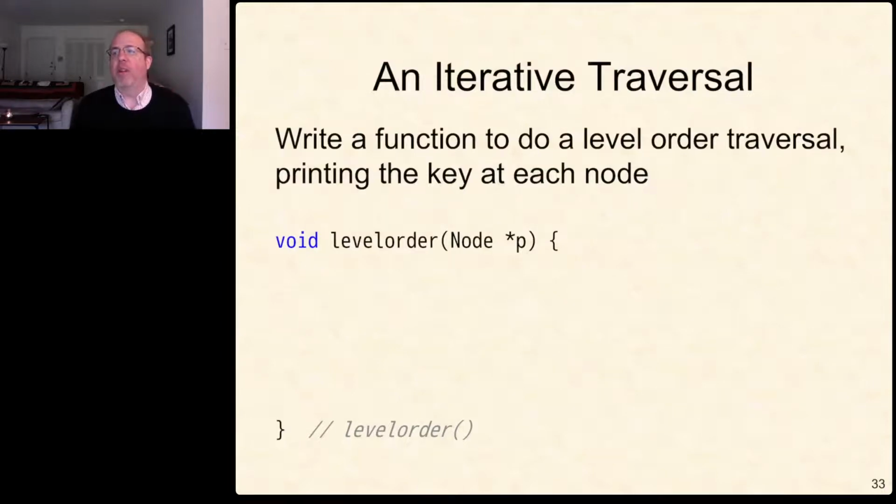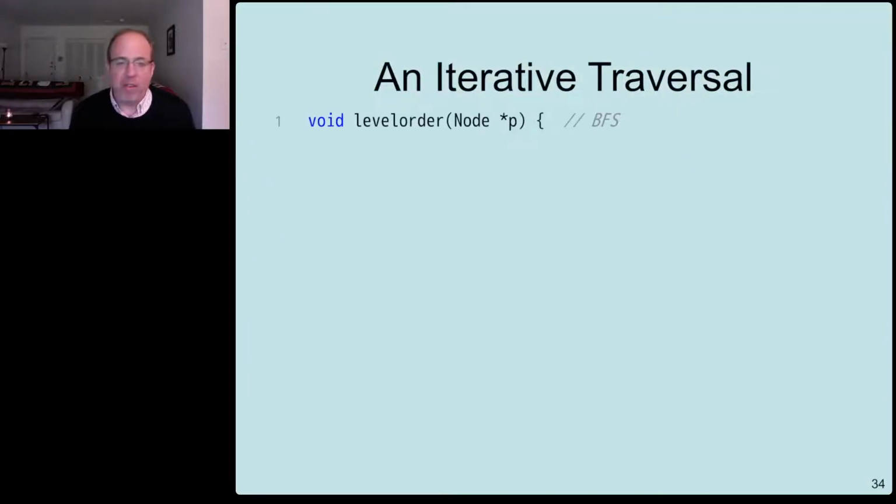Okay, if we're going to do a level order traversal, that's breadth first. And so the next thing we're going to do is look at a function that does that. And I'm going to build this function one line at a time. So the first thing we're going to do, remember that the argument to this function is the root.